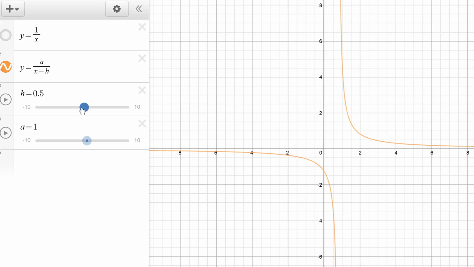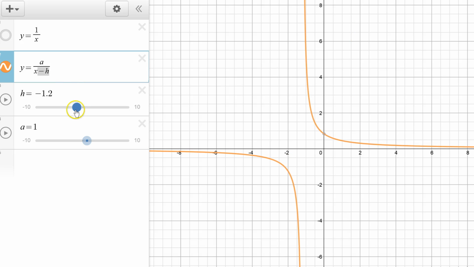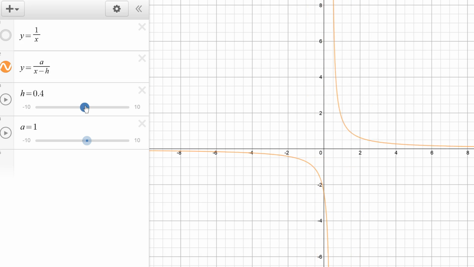So what does the h do? It slides it left and right. And although Desmos doesn't put in the vertical asymptote, you can see it slide around. As I change this h value, just like in our transformations before, you can see it slide around.